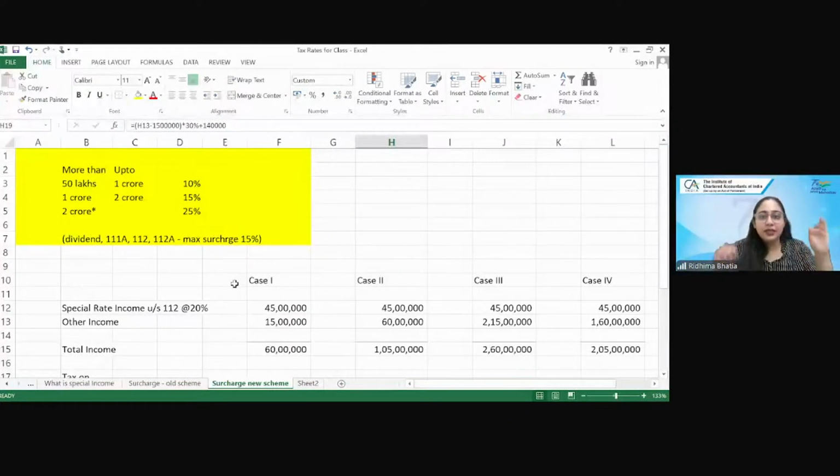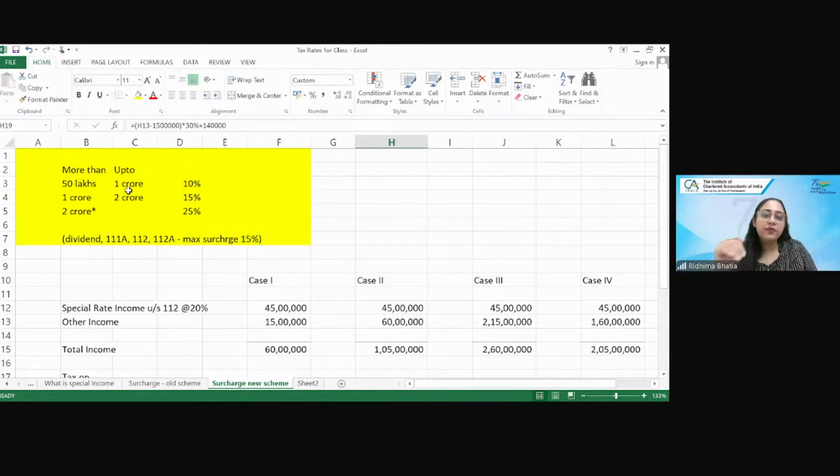The rest of the concept is similar: if the income is more than 2 crore, then the maximum surcharge on dividend, 111A, 112, 112A would be 15%. Even if this income is only 1 lakh, if total income is more than 2 crore, tax on that 1 lakh and then the maximum surcharge is 15%. Same if an income is more than 50 lakhs.